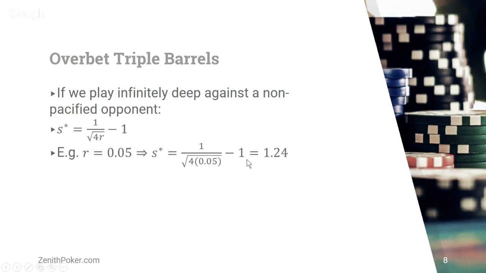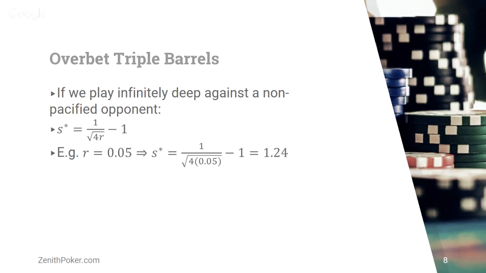So even if we're infinitely deep and we don't have the nuts, we can still use overbets against an opponent that doesn't have many nuts in their range. Here they only have nuts 5% of the time, but even infinitely deep, we can still bet 1.24 times the pot.